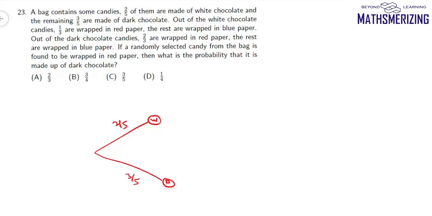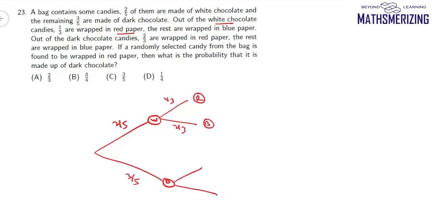Now out of white chocolates, 1/3 are wrapped in red papers. So these chocolates are wrapped in either red paper or blue paper. So the probability that white chocolate is wrapped in red paper is 1 by 3, and it is wrapped in blue paper will be 2 by 3.